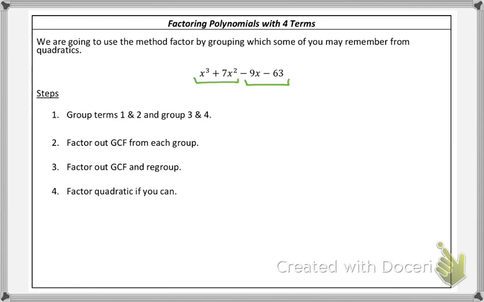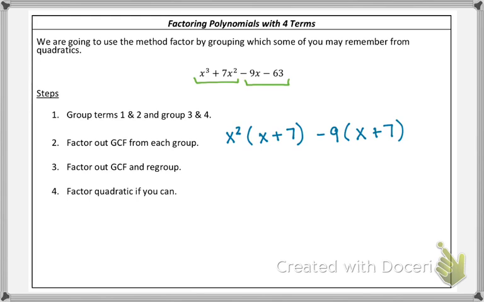So from my first group, it looks like I can divide out an x squared from both the x cubed and the 7x squared. And then I'll be left with x plus 7. And then from the second group, it looks like I can divide out a negative 9 from both terms. And again, I'll be left with x plus 7. Negative 63 divided by negative 9 is positive 7.